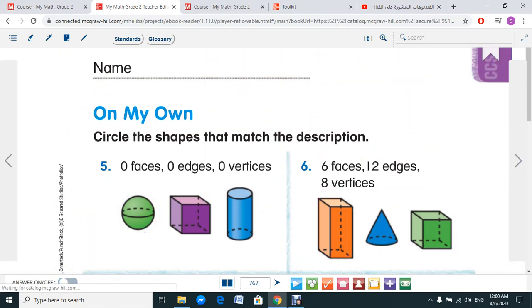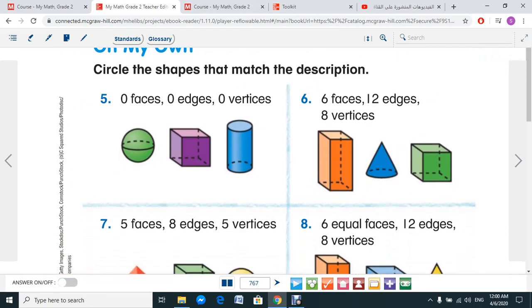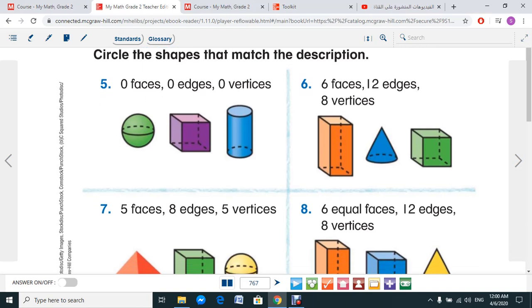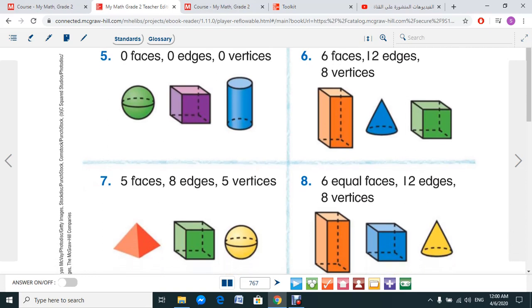Okay. Now, circle the shape that matches the description. 0 faces, 0 edges, and 0 vertices. Which one? The sphere, yes. 6 faces, 12 edges, and 8 vertices. Which one? The cube and the rectangular prism. We said that both of them have the same number.